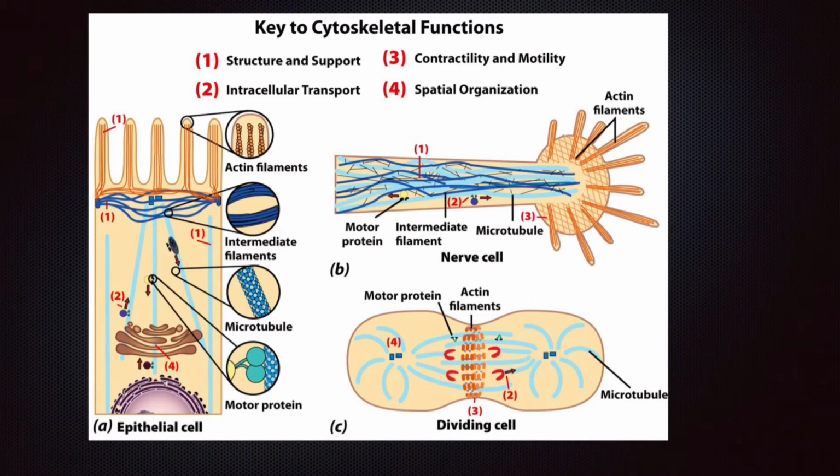Here we have how different structures are important to cytoskeletal functions. All the structures labeled as 1 help with structure and support. Everything labeled with number 2 helps with intracellular transport. Everything labeled with 3 helps with contractility and motility. And everything labeled as 4 helps with spatial organization.